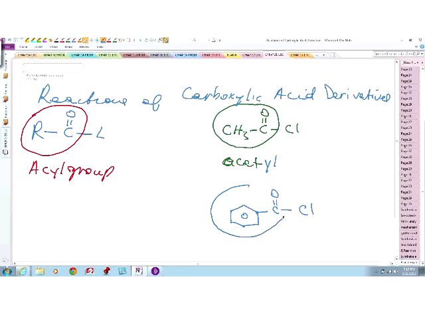If we have this, this here is also an acyl group. To name this acyl group, the name also comes from the corresponding carboxylic acid, which would be benzoic. So what do we do? We remove the ic, we replace with yl. So this becomes benzoyl group. Okay? So that becomes a benzoyl group. Okay? The same thing if you have this.